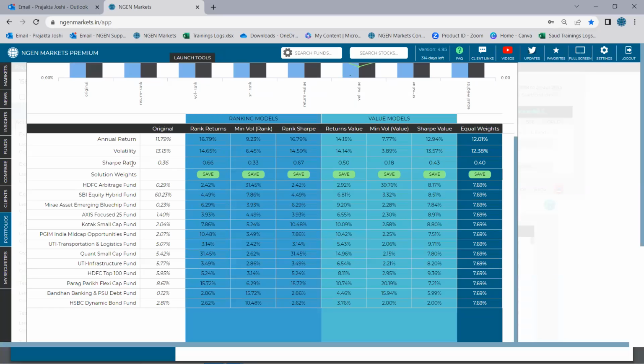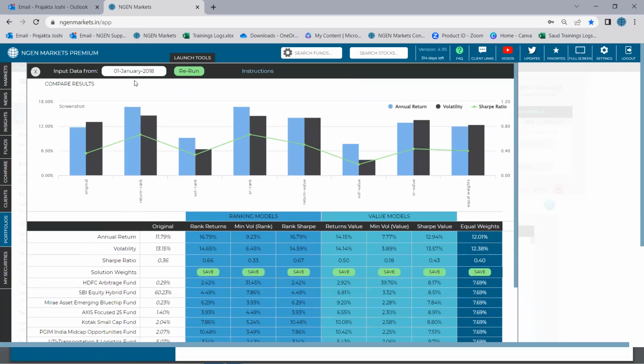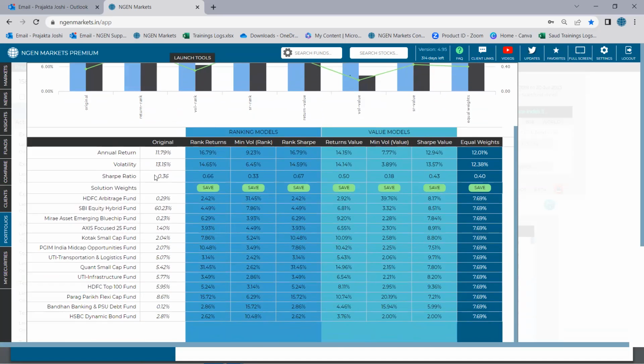Now we have the third parameter, which is the Sharpe ratio. Sharpe ratio is the risk adjusted return generated by this particular portfolio over a time period of the last 5.5 years that we have considered here. The input data is from 1st of January 2018. That means we've considered 5.5 years. So what we can actually see is, to generate so much return, considering this amount of risk, what were the risk adjusted returns?